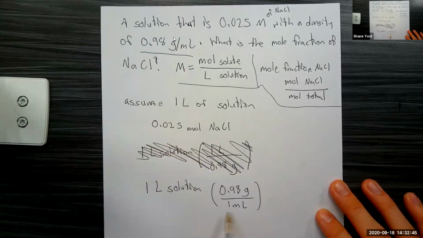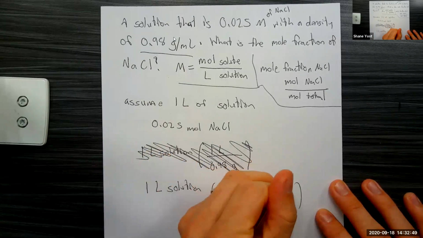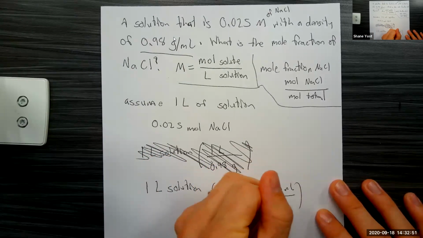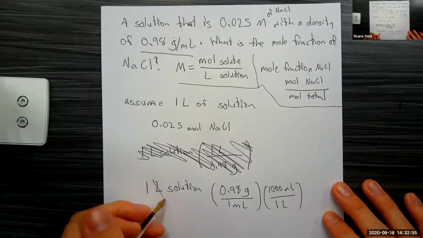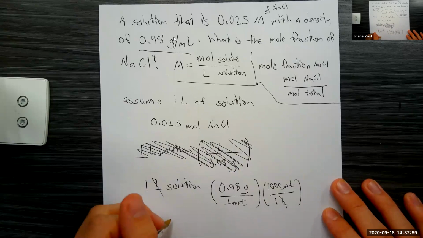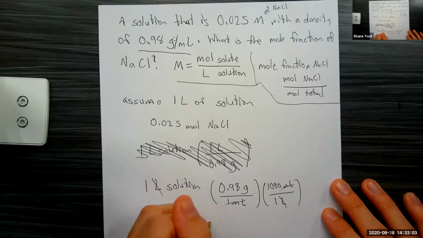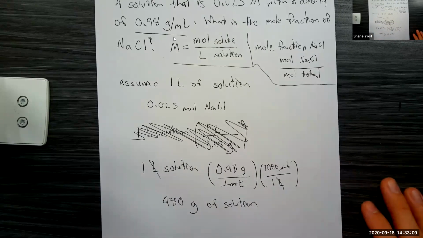Well, I have milliliters and that's liters, so I have to use 1,000 milliliters is equal to 1 liter. Now my liters cancel, my milliliters cancel, and I'm just left with grams. So this is going to be 980 grams of solution.